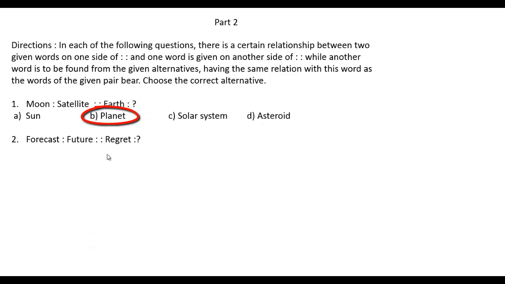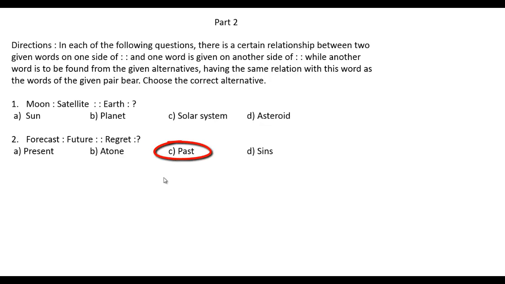Here is the second question. Forecast is to future. Forecasting means what? It talks about the future. In the similar way, regret is to what? When forecast talks about the future, the regret always talks about the past. So here the options are present, atone, past and scenes. Regret never talks about present, atone, or scenes. Regret talks about the past, and so C is the correct alternative.